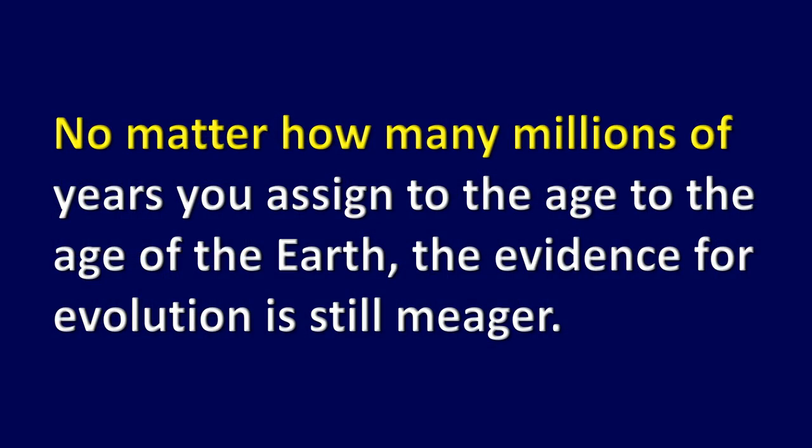Now, having said all that, my point is the reason they want to give the geologic clock millions and millions of years is because it takes millions and millions of years for evolution to occur, if it can occur at all. My point is, no matter how many millions of years you assign to the age of the Earth, the evidence for evolution is still going to be abysmal, meager. So whether you buy into the geologic column or clock or not is really irrelevant when you're trying to study evolution.